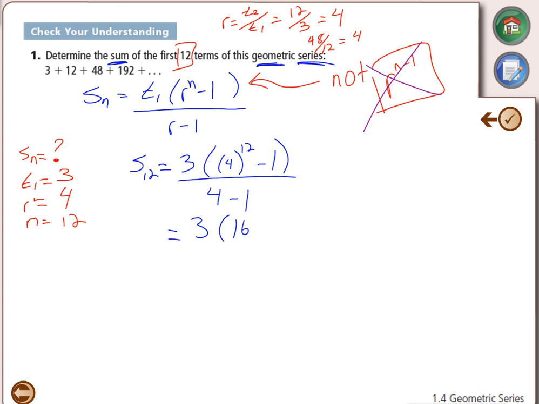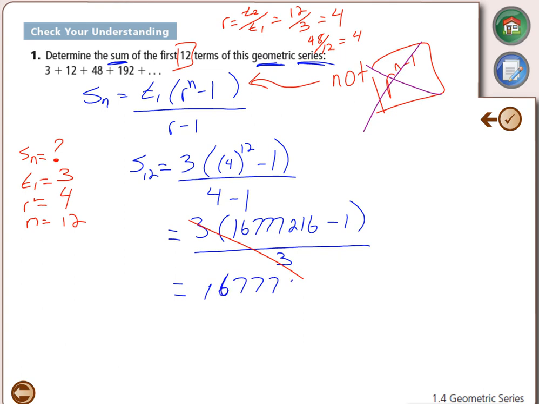And we've got 3 times 16777 minus 1 over 3. Oh, look at that. 3 divided by 3. Hi, that goes down to 1. Now we've got 16777 minus 1. Oh, well, that's 16777215. There's the sum.